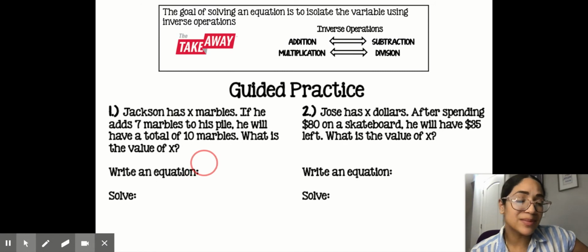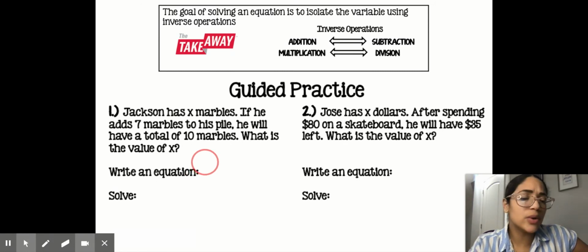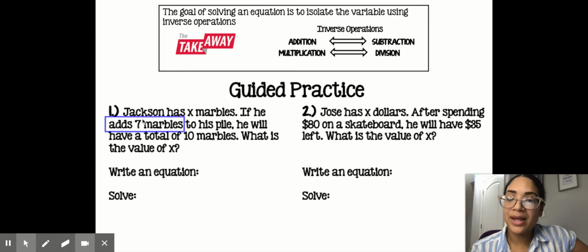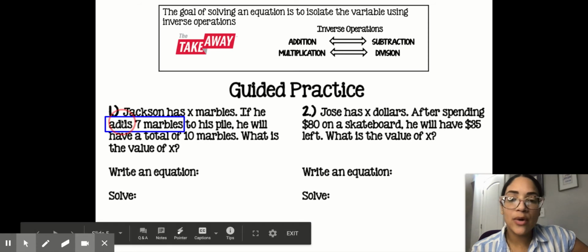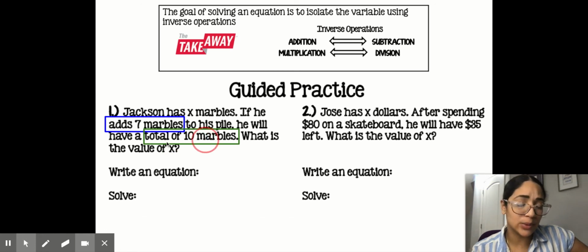Whenever you're given some type of word problem, it's important for you guys to underline or box or circle, whatever it is that you want to do to annotate the problem so that you can identify what's relevant. What was important for me to pay attention to, okay? One piece of information here that was important is that he added 7 marbles to his pile. So I know I'm going to be using addition in my equation. I also know that now he has a total of 10 marbles. Again, another key word for addition.